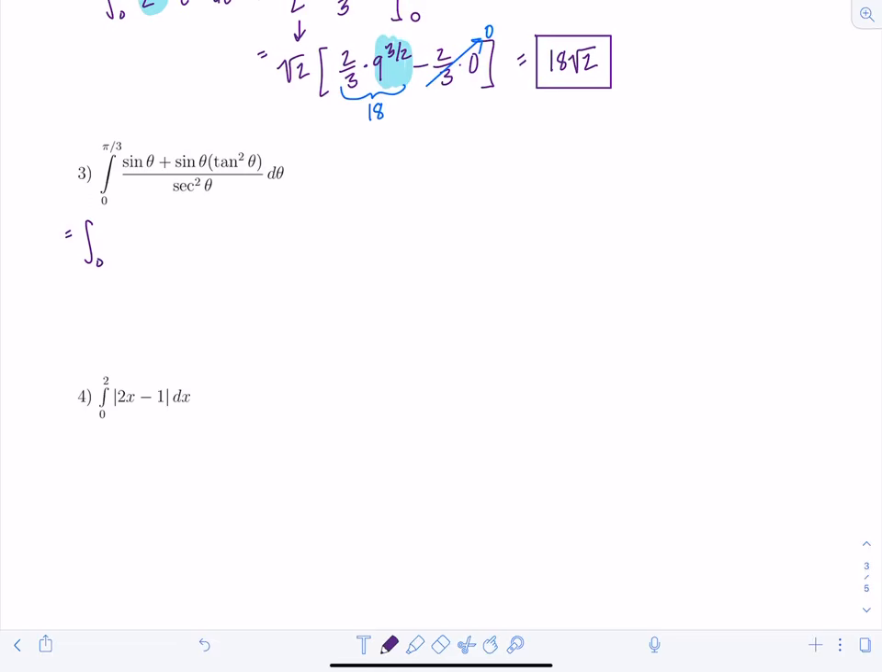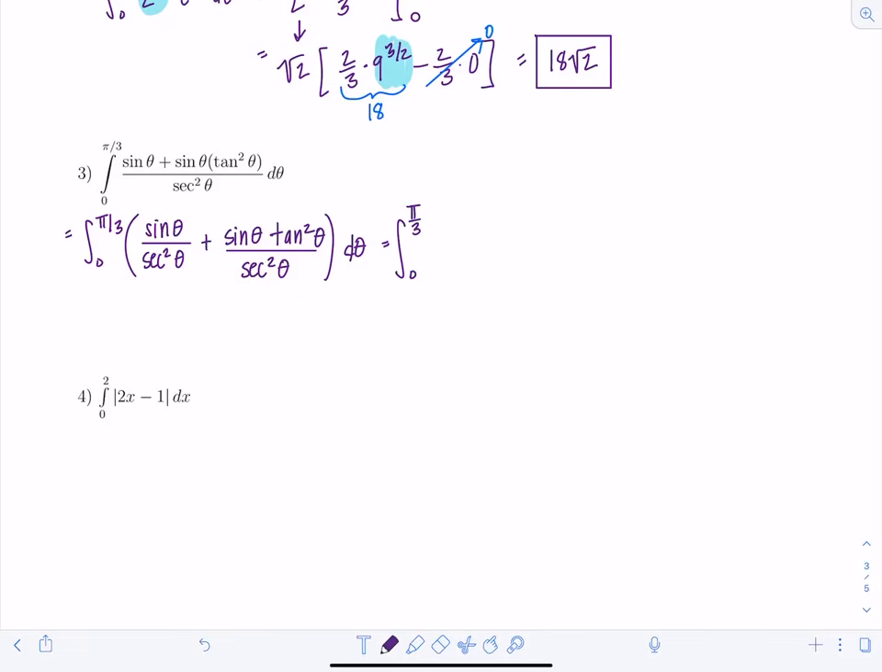So you can write this as the integral from 0 to pi thirds of sine theta over secant squared theta, plus sine theta tangent squared theta over secant squared theta, d theta, right? Okay, now from here, what would you do? I would try writing things in terms of sines and cosines to see if it helped clean things up a little bit. So I can write this as the integral 0 to pi over 3. You have to write the limits every single step, okay?